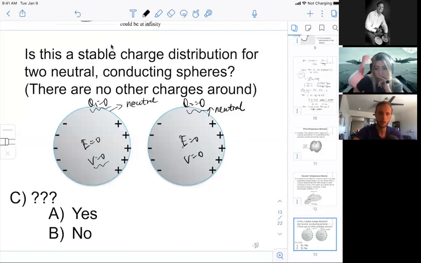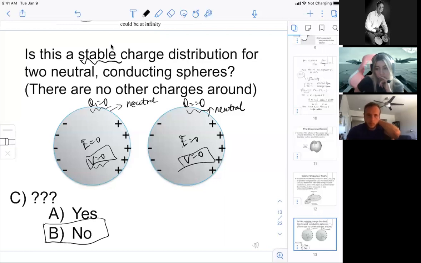So in this case it is not a stable charge distribution. If there are no other charges around, and it takes no work to move charges on the conductor, then these charges have no reason not to neutralize, giving you V equals 0 inside both of the conductors. So it cannot be such a distribution, and if you have such a distribution, it cannot possibly be stable. So we answer that this is no, okay?